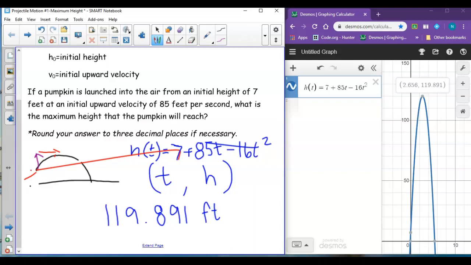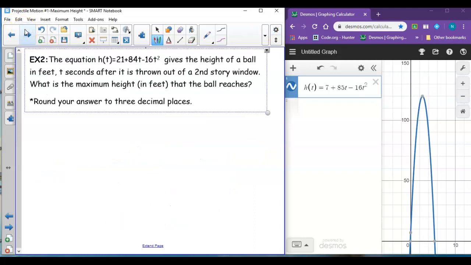So that pumpkin would reach a height of 119.891 feet. That would happen at 2.656 seconds. It would take it that long to reach its maximum height. But we can find the maximum height there using Desmos. Okay, let's do some more. Some of the problems you're going to see don't ask you to plug the numbers in. They just give you the equation. This makes it even easier because you don't have to worry about even plugging the numbers in the correct places.